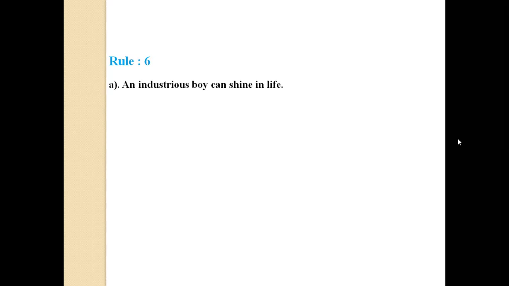At first, article a or an plus the rest of the part of the adjective, then relative pronoun who, which, or that, then be verb according to tense, then adjective, then the rest of the part of the noun. So the answer will be: the boy who is industrious can shine in life. Here a or the is the article, then the rest of the part of adjective, boy, then relative pronoun who, then be verb is, then adjective industrious, then the rest of the sentence.